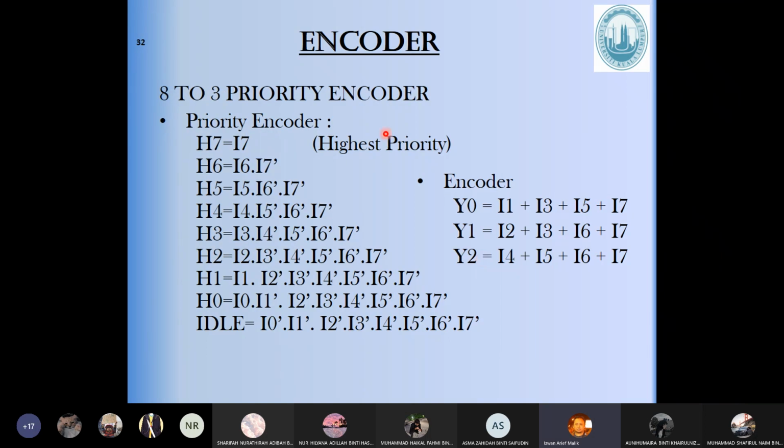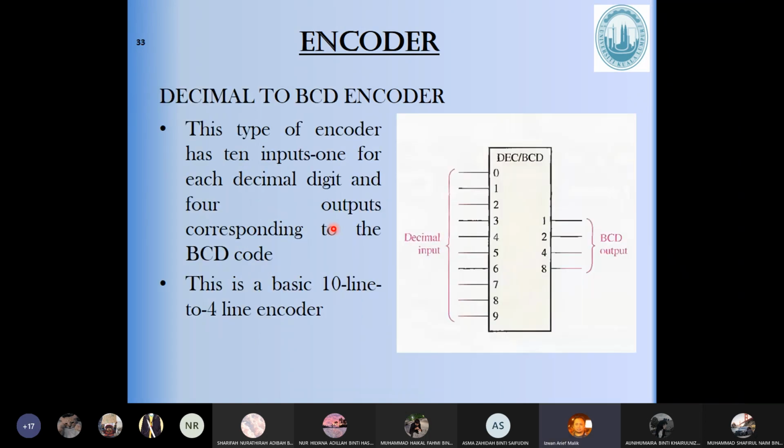So remember, priority encoder ni adalah encoder yang sama, cuma you ada possibilities yang mana input dia bukan satu sahaja yang dapat input. Tiba-tiba ada 3 dapat input. Okay, I0 pun high, I2 pun high, I4 pun high. Yang akan dapat output adalah I4. I2 dengan I0 ni dia akan ignore. Itu je priority encoder. Okay.